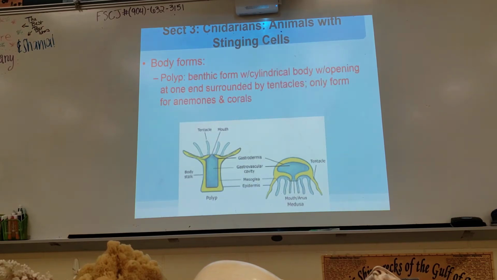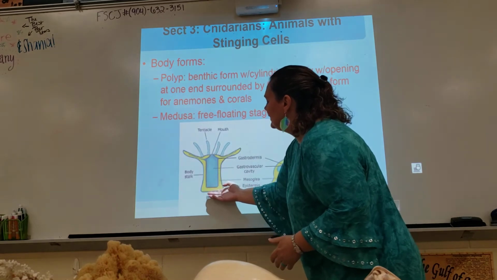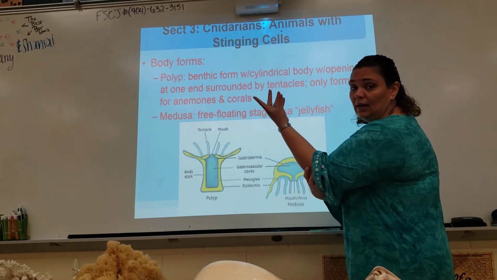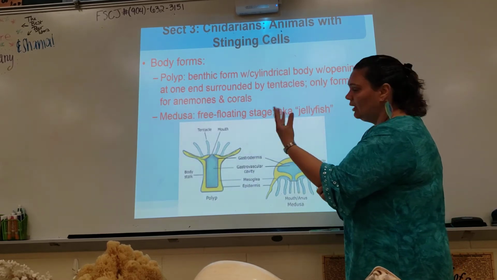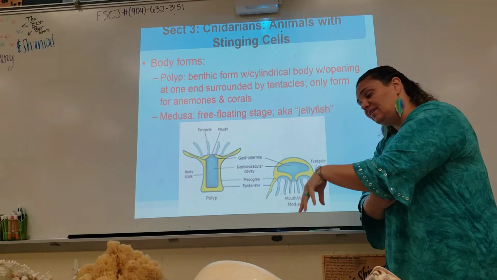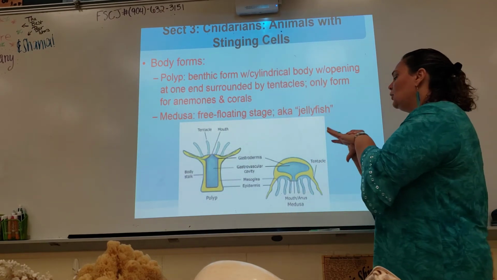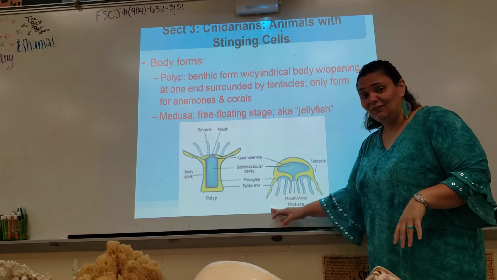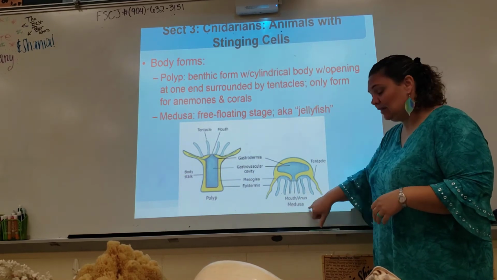Body forms. Cnidarians have 2 types of body forms. They have the polyp, and then they have the medusa. The polyp, like a coral polyp, is where the base is at the bottom, and the tentacles are at the top, right? Just like a coral, just like a sea anemone, right? Medusa is more of the jellyfish, where the tentacles are at the bottom and the dome is at the top. What's interesting is the word for jellyfish in French is méduse because of that body form. So instead of an A, it's an E, méduse.